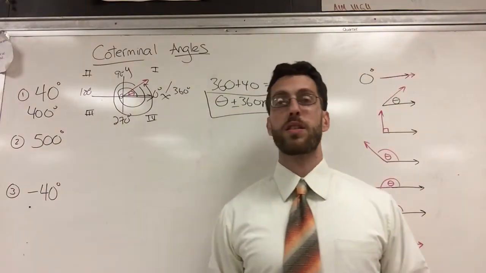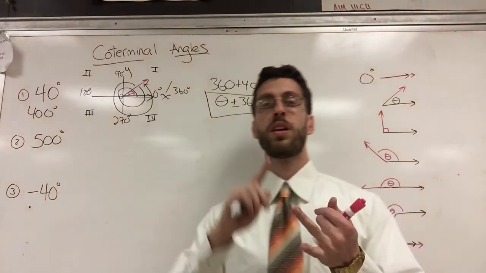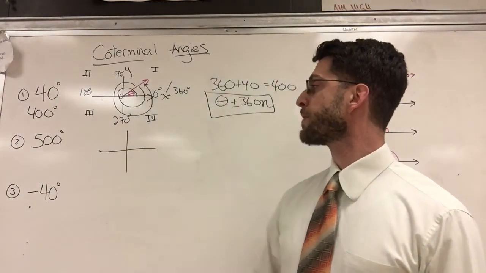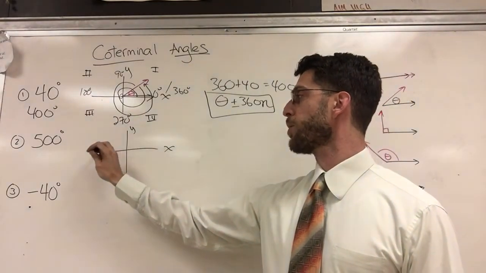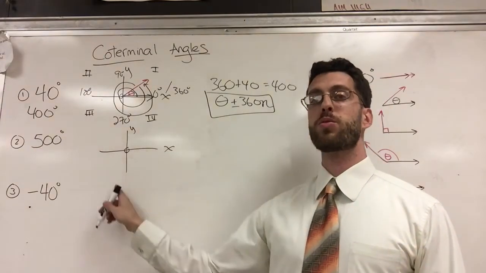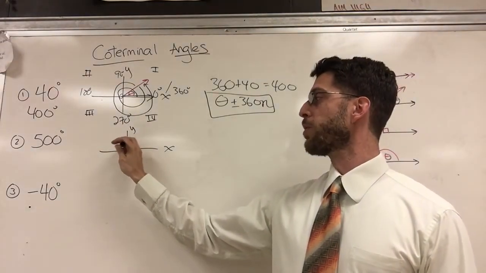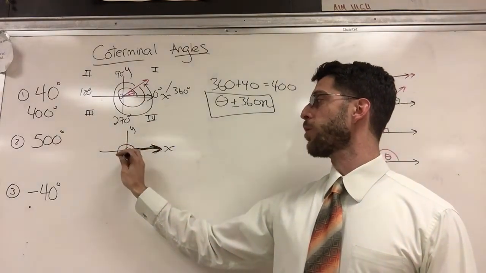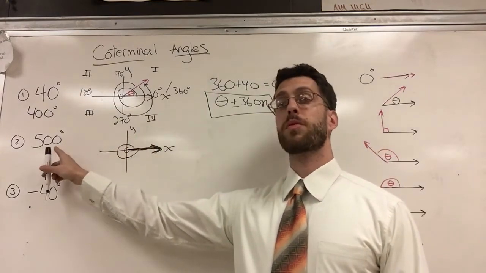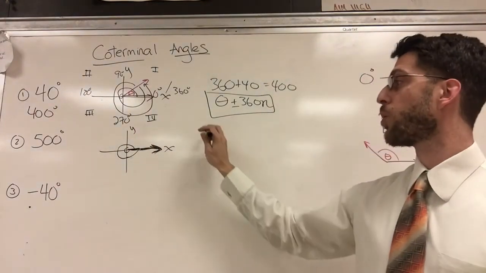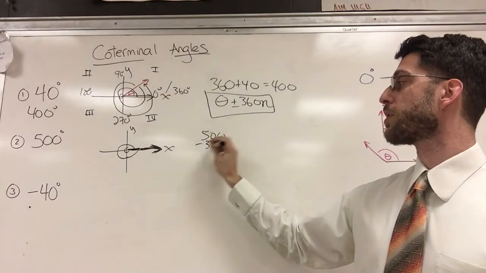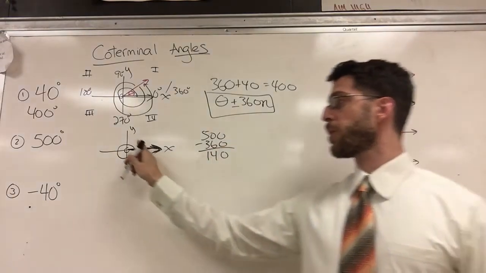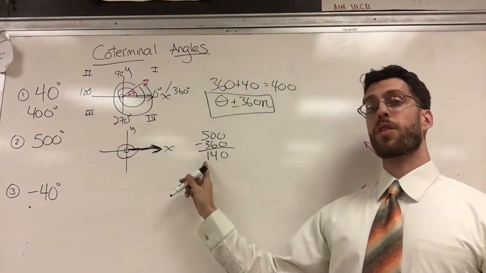Let's try it with a crazy number like 500. Is it acute? Is it obtuse? Is it reflex? I don't even know. But I know that this is 0, 90, 180, 270, 360. So if I spin around, here's my initial side obviously, and if I spin around, I've already hit 360. I'm still not up to 500. So in my mind, I should know what 500 minus 360 is. That's 140.